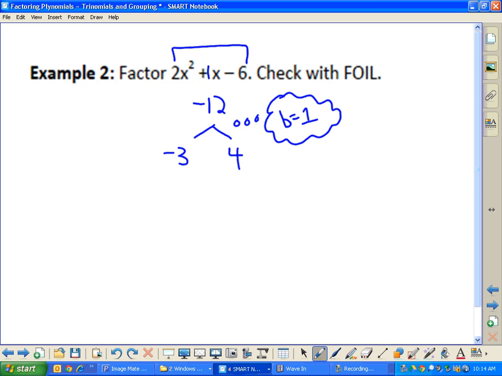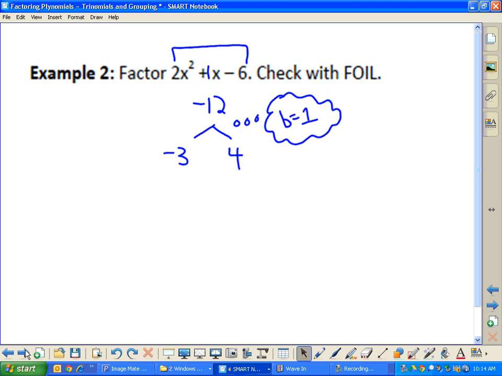Watch your signs. That's usually the mistake I see in that step. The product of negative 3 and 4 is definitely negative 12. And then negative 3 plus 4 is positive 1, so it does work out. Keep in mind, if you wrote 4 and then negative 3, multiplication is commutative, this still works. So if you wrote it backwards, you're okay.